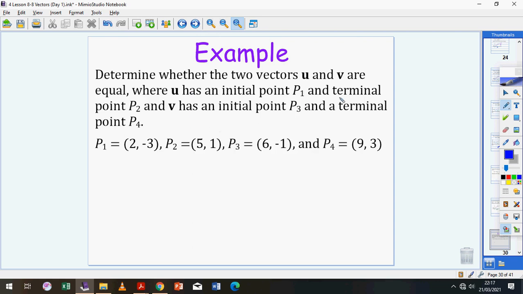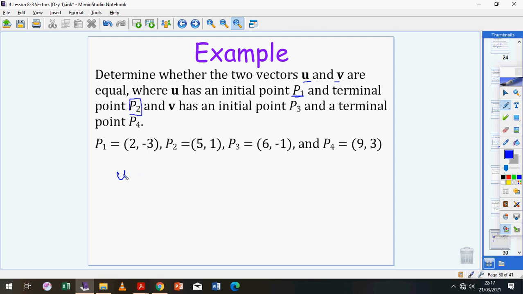If I want to determine whether the vectors u and v are equal, I'm going to check their position vectors. They say u starts at the point P1 and ends at the point P2.